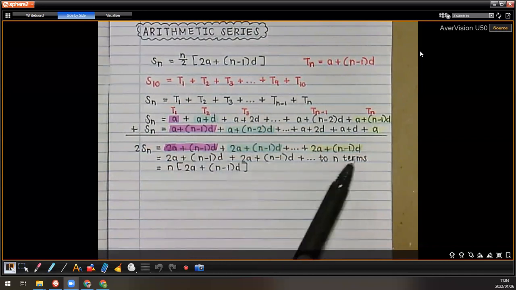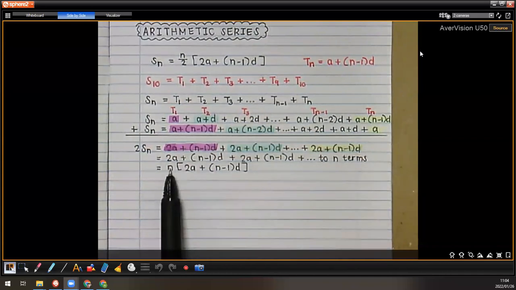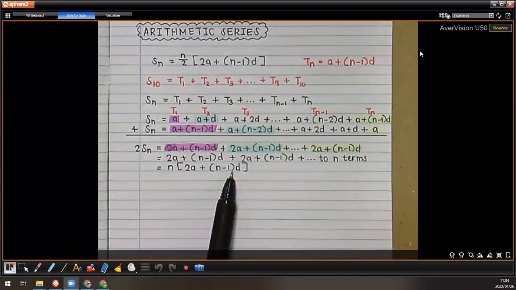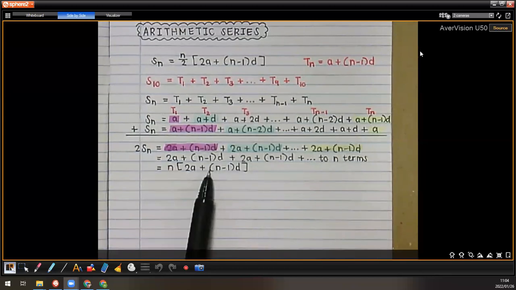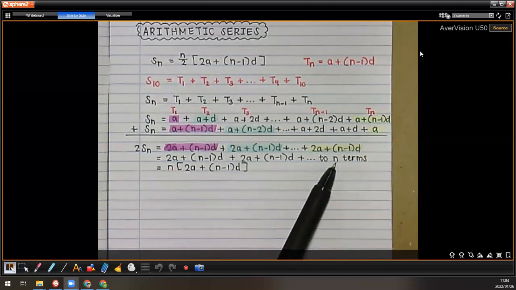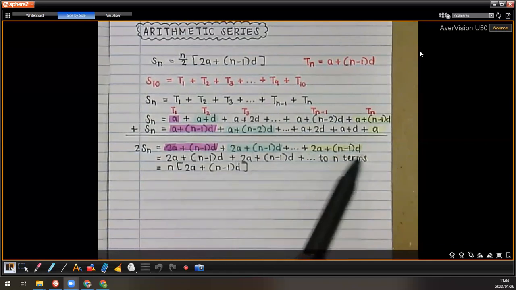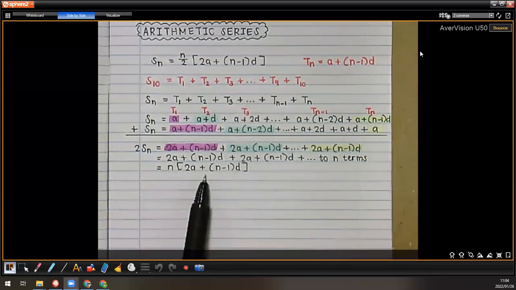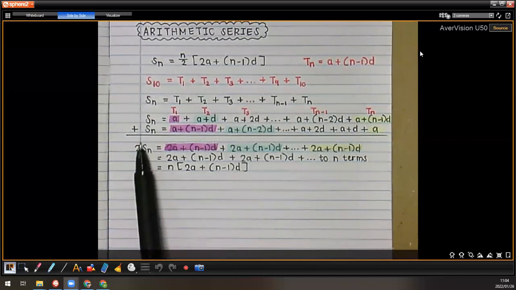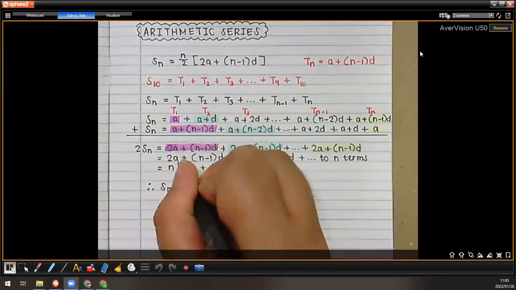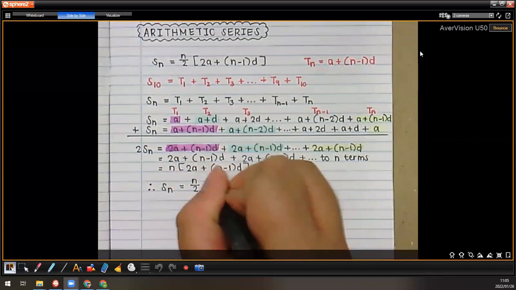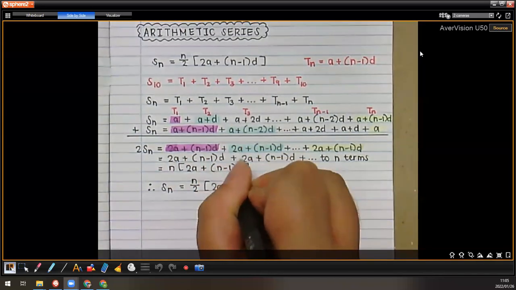If there were 5 of these in a row, I could say that it would be the same as 5 times this bracket. If there were 10 of them, I could have said that 10 of them in a row added together is the same as 10 times the bracket. But now, because there are n of them, I'm saying that n of them in a row added together is the same as n times this. Now remember, we're wanting Sn at the moment. We have 2 Sn, so we need to divide that side by 2. And that is where the n over 2 actually comes from. N over 2 times this whole bracket.